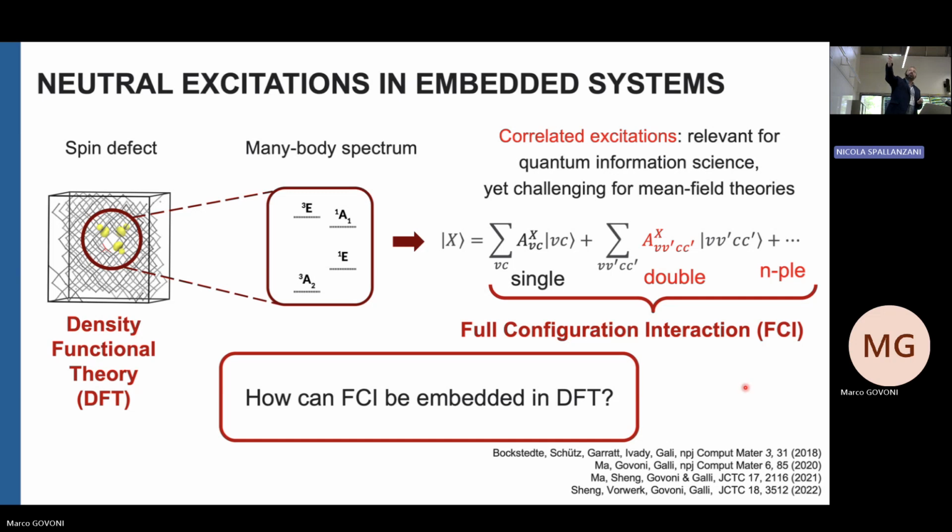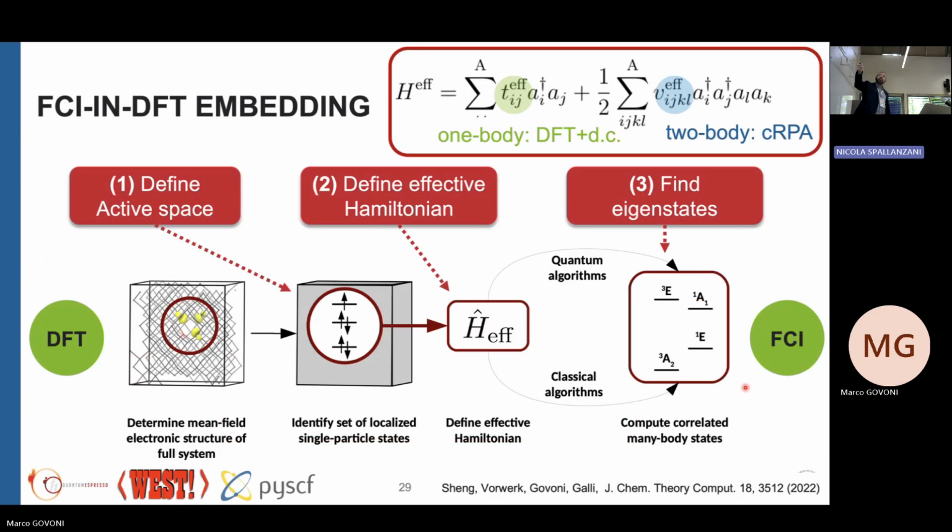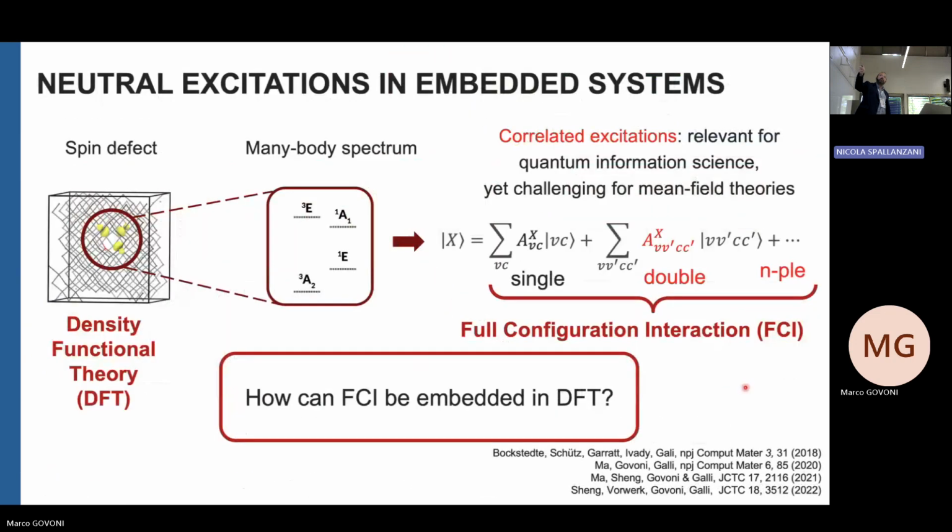So of course we cannot solve full configuration interaction for the entire system. That is a challenge, maybe with a quantum computer in the future, who knows. But as of now, we cannot. What we can do is to solve the full system with DFT, but DFT is really bad at giving you these energies. So why don't we embed the higher level of theory, full configuration interaction, in DFT? And we use full configuration interaction only for a reduced part of the system, the active space, the defect. That's because all the physics of interest is here.